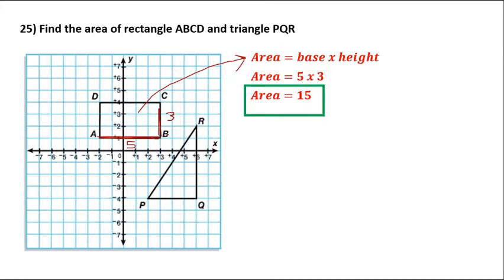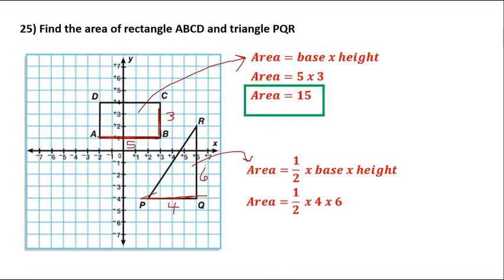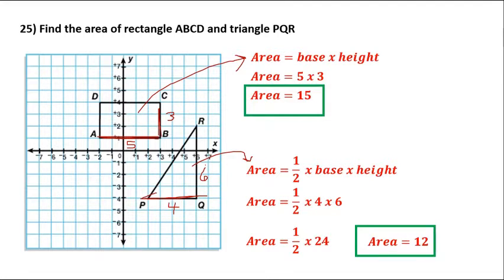Okay, now for my triangle, again, I look at my base right here, which has a value of 1, 2, 3, 4. My height here is 1, 2, 3, 4, 5, 6. So again, the area for this one is 1/2 base times height, or 1/2 times 4 times 6. And 4 times 6 is 24. So half of 24 gives me 12. So this is my area, equals 12.